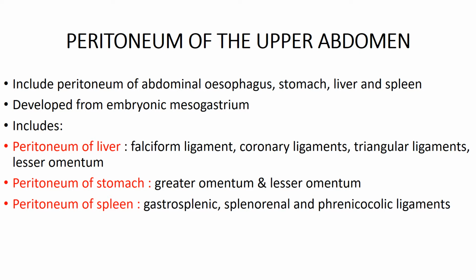It includes the peritoneum of the liver, which we will discuss under the falciform ligament, coronary ligament, triangular ligament, and lesser omentum. Then the peritoneum of the stomach, in which we will discuss the greater and lesser omentum. Then the peritoneum of the spleen, in which the gastrosplenic, splenorenal or lienorenal ligament, and phrenicocolic ligament will be discussed.